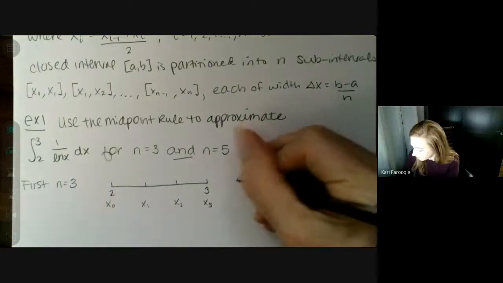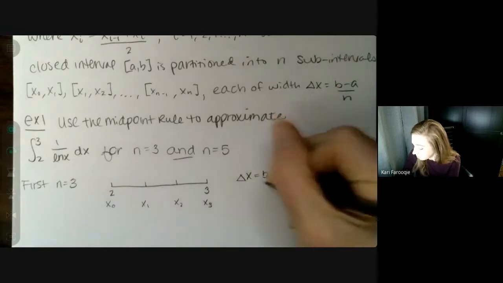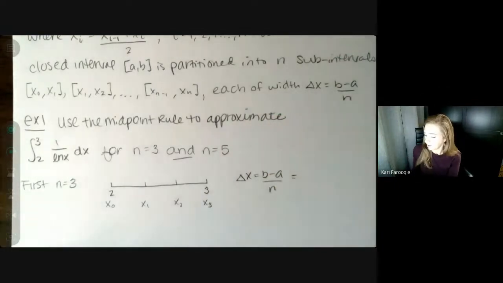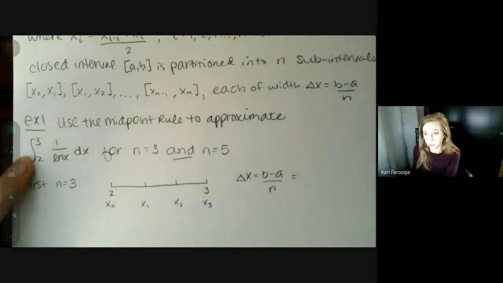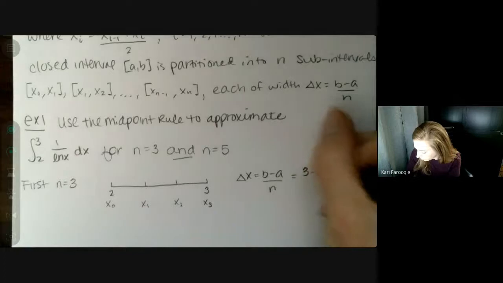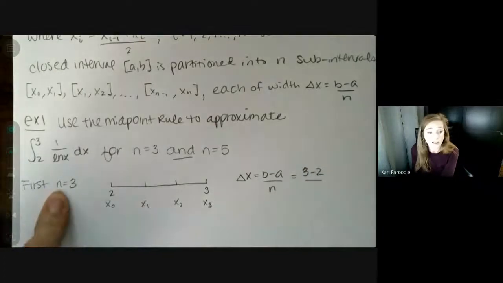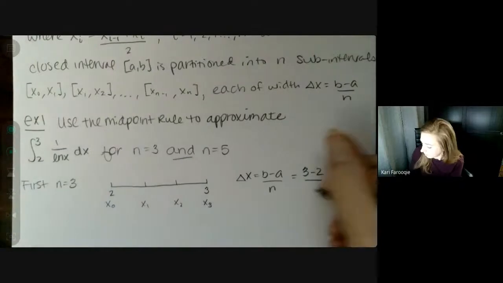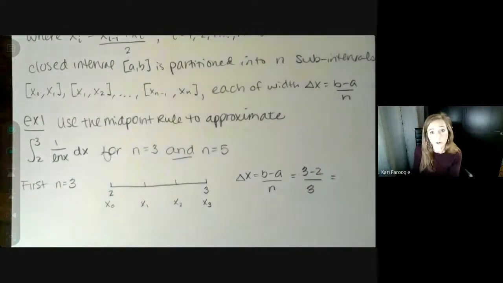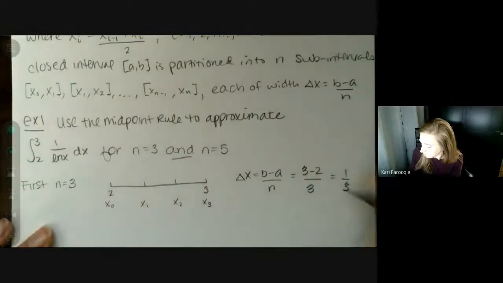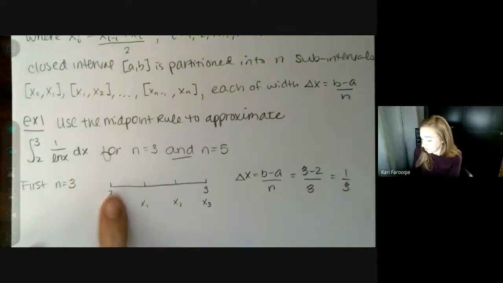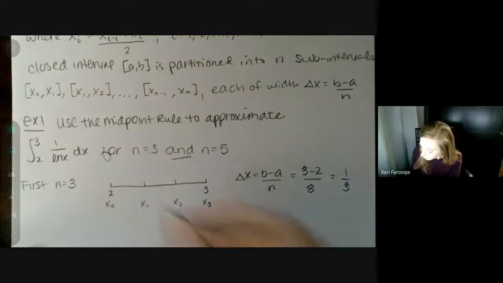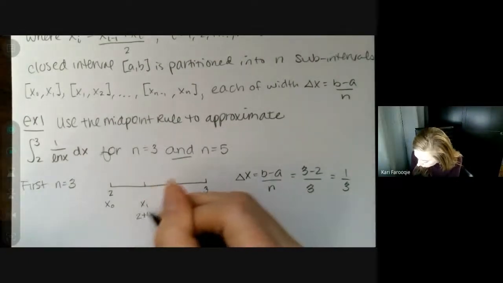So if delta x is b minus a over n, then our delta x, or how much we have to move to get from one point to the next, is going to be 3 minus 2. Those are just the upper and lower limits of integration. And then n in this first instance is 3, so I'm going to divide that by 3. 3 minus 2 is 1, divide that by 3, and you get 1/3. What that means is all we need to do to get from one data point to the next is add 1/3 to it. So really, this is going to be your first data point plus 1/3.